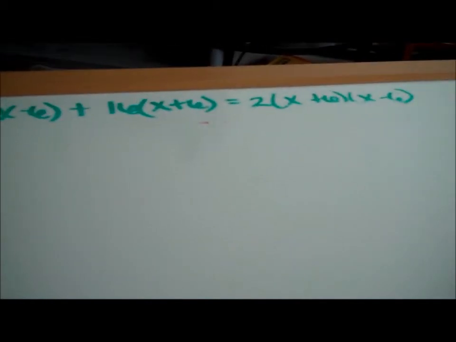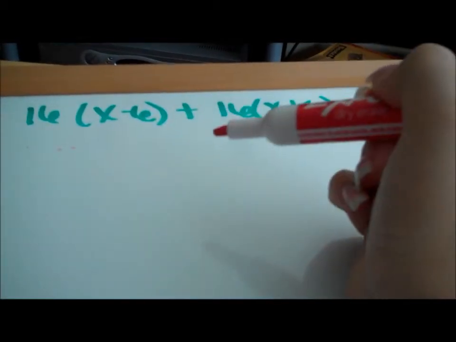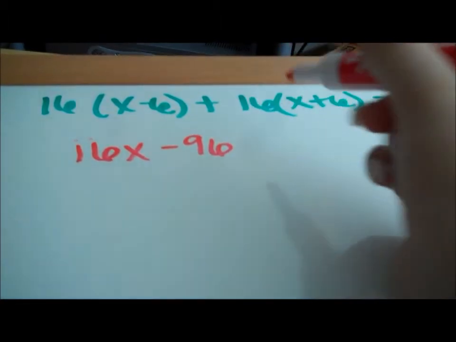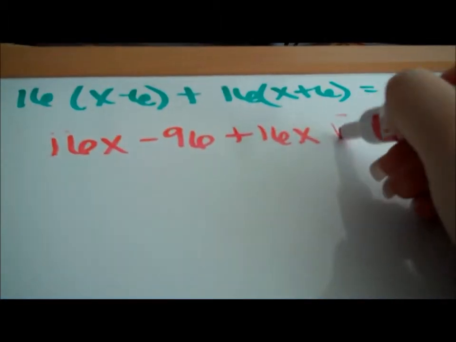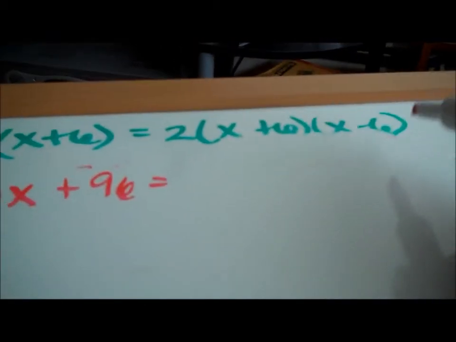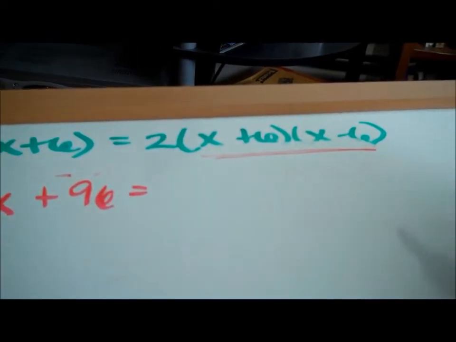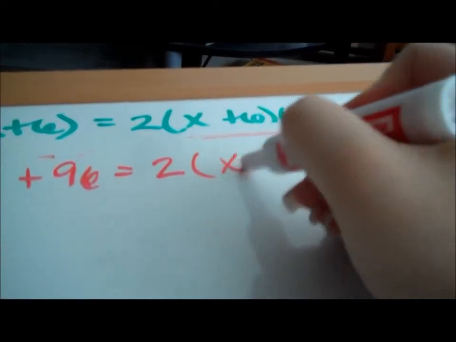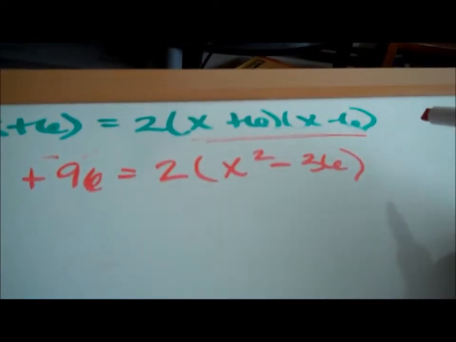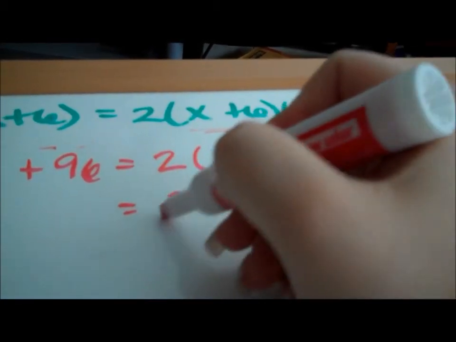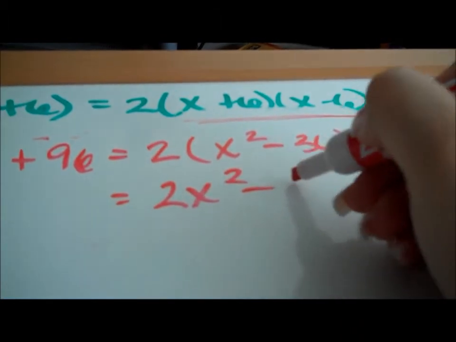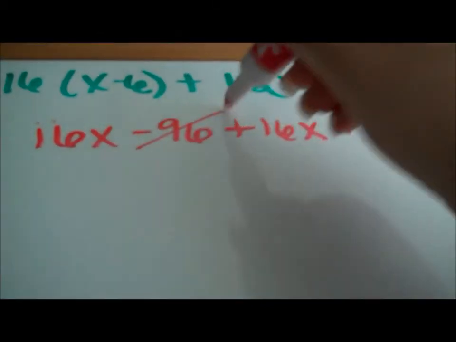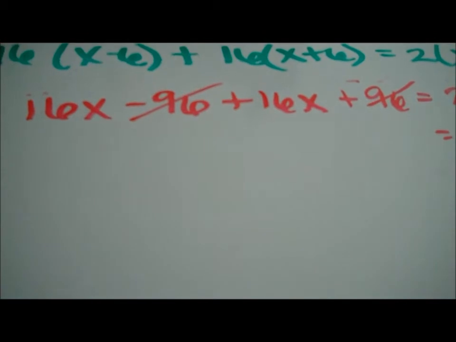Okay. I've rewritten the equation so that I have more space on my board. I need to go ahead and distribute. If I multiply this out, I get 16x minus 96 plus 16x plus 96 equals. Over here, I have two binomials that are multiplied together, identical, except one has a positive sign and one has a negative sign. That's going to give me a difference of squares, which is x squared minus 36. I can redistribute the 2 so that I get 2x squared minus 72. On the left-hand side, I notice that my negative 96 and my positive 96 cancel.